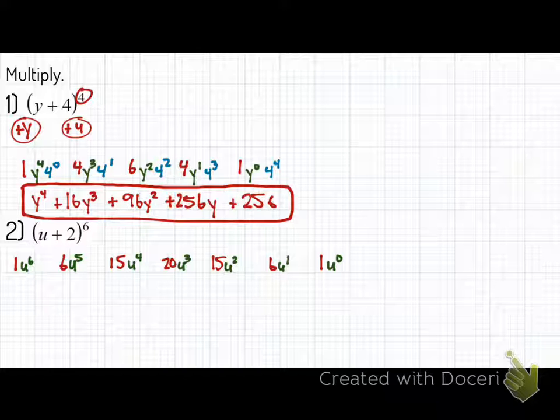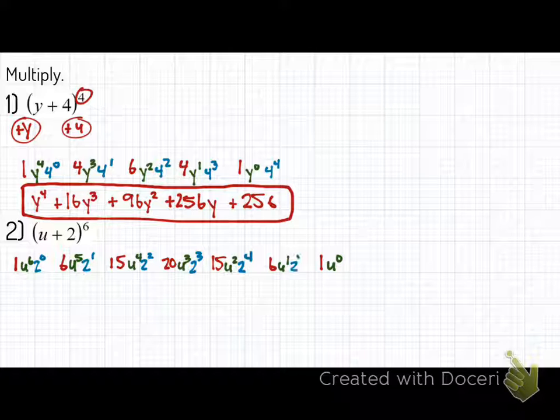Okay, what's my second term in my binomial? 2. Okay, watch this. Instead of going from right to left, I'm just going to start with 2 to the 0, 2 to the 1st, 2nd, 3rd, 4th, 5th, and 6th. Okay?